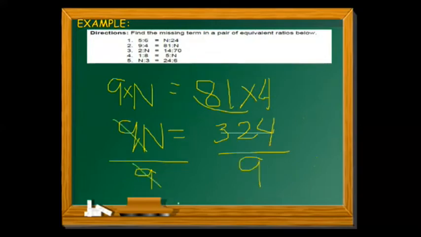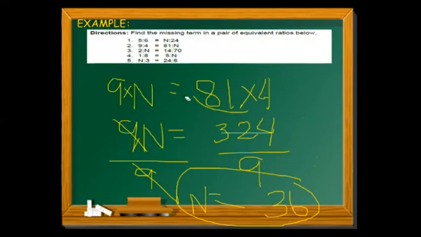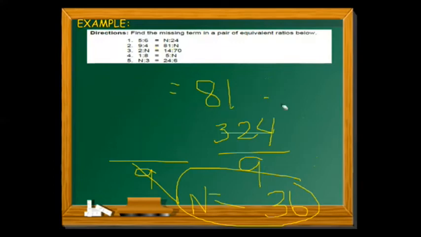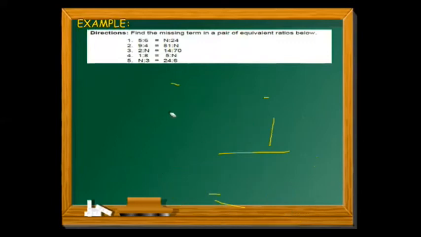So 9 divided by 9 will become n. And then 324 divided by 9, the answer is 36. So therefore, the missing term is 36. So 9 is to 4 is equivalent, or a proportion, of 81 is to 36. So let's have the last example. Itong number 4 tayo para medyo maliit-liit lang siya. Last example, number 4.